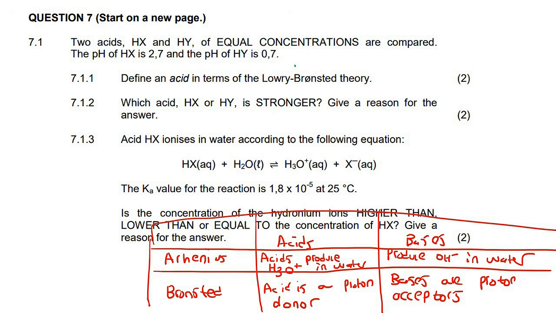So it says define an acid in terms of Bronsted. We can just say an acid is a proton donor. I'm not going to write it down, but you get the vibe. So an acid is a proton donor.